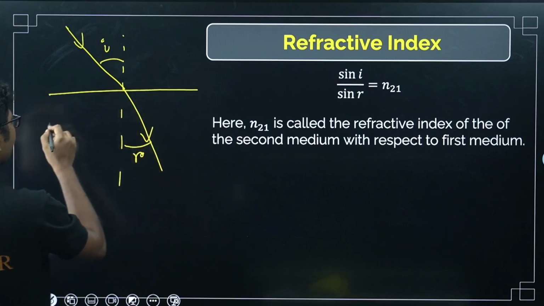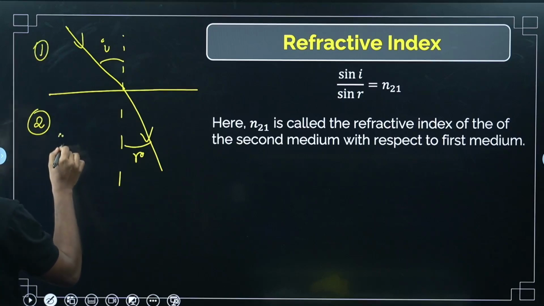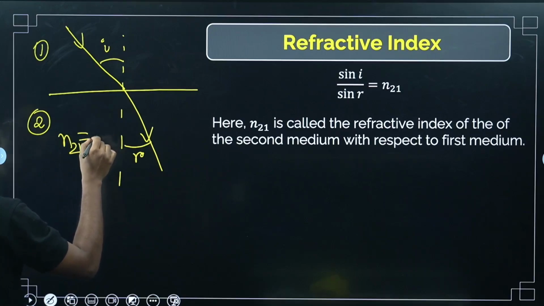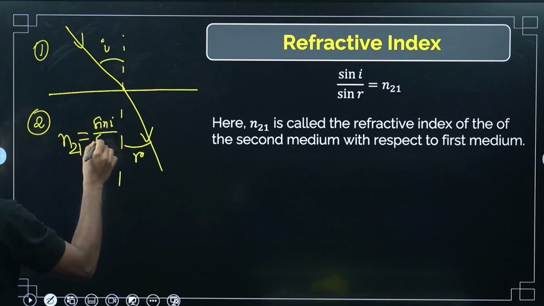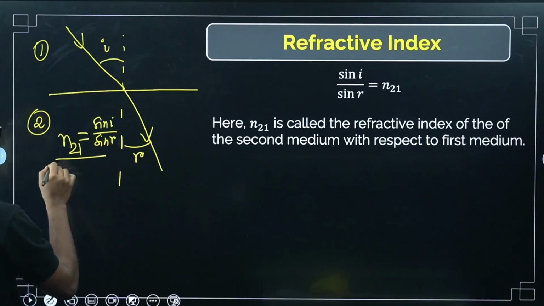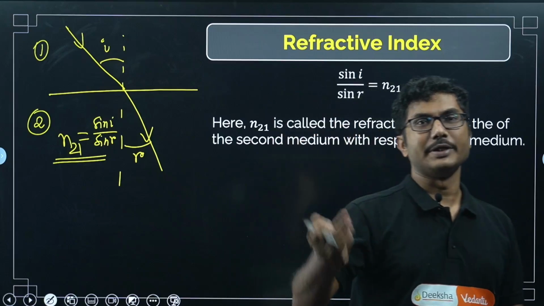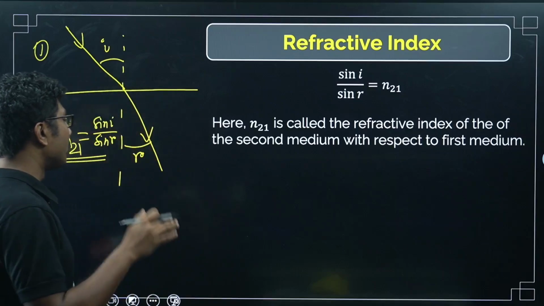Okay, from this we can write this is the first medium, this is the second medium. So refractive index of the second medium with respect to the first medium will be sin I by sin R. You should be careful. This is the refractive index of the second medium with respect to the first medium. Now we will learn about something more, absolute refractive index, etc.